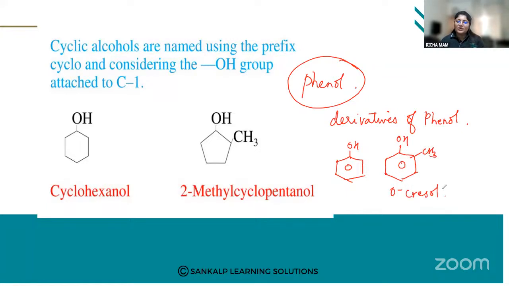Orthocresol, or 2-methyl phenol. Suppose we have the compound like this, OH and the methyl at the third position. So it is 3-methyl phenol, or metacresol. Then if I have OH and CH3 like this, it is 1, 2, 3, 4-methyl phenol, or it is called paracresol.